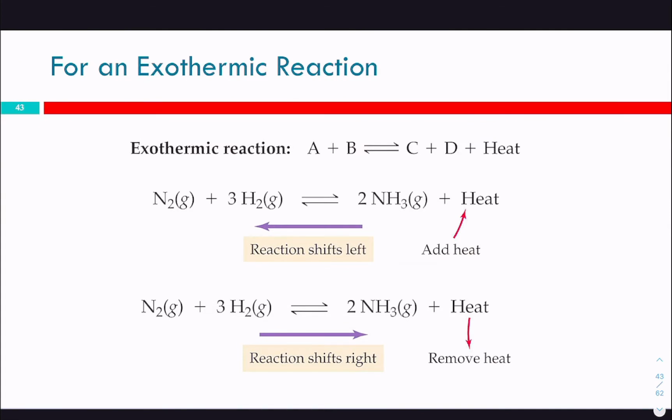All right, so for our exothermic reaction, if we turn up the temperature, we're adding more heat, the reaction will shift to the left. If we remove heat, cool that reaction down, then the reaction will shift to the right because you're removing some of the product.